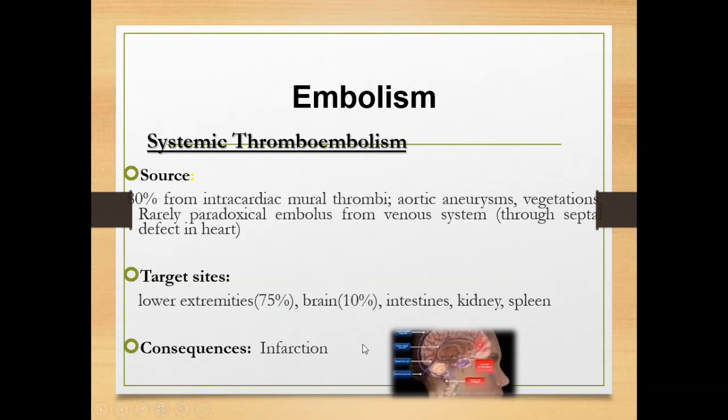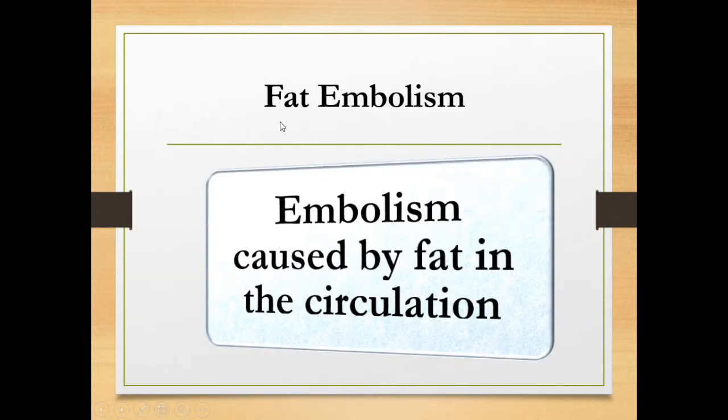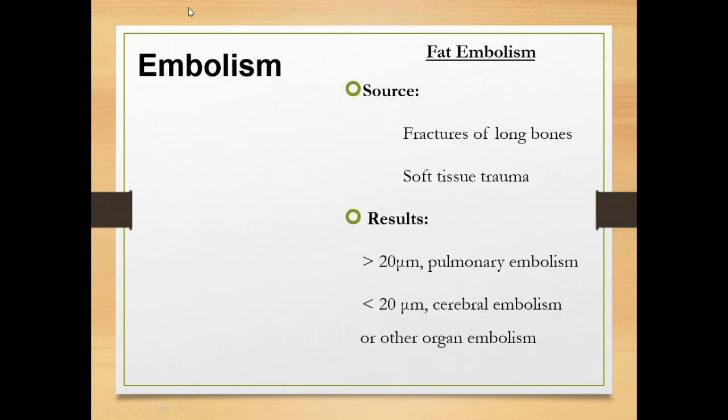Systemic thromboembolism can cause renal failure, such as renal infarction. What is fat embolism? This is another type of embolism, caused by fat in the circulation. The presence of fat in the circulation can cause fat embolism. How does it occur? Basically, the source is a fracture of a long bone. When there is a fracture during any accident or trauma, or soft tissue trauma, the fat can enter into the circulation.